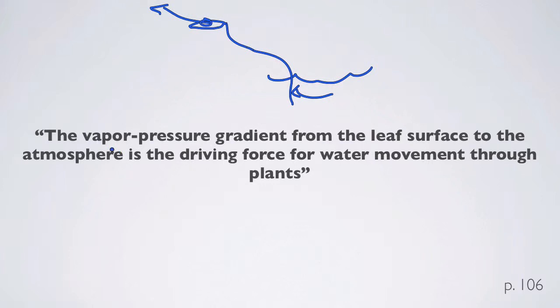And the driving gradient is the vapor pressure gradient. What that means is that the water potential of water in the atmosphere is relatively dry, and that's going to be a very low water potential that then generates a high gradient from the water in the soil out into the atmosphere. And that vapor pressure gradient from the leaf surface to the atmosphere is what drives water through the entire plant.